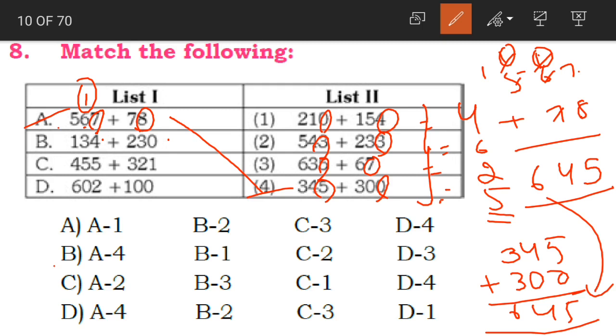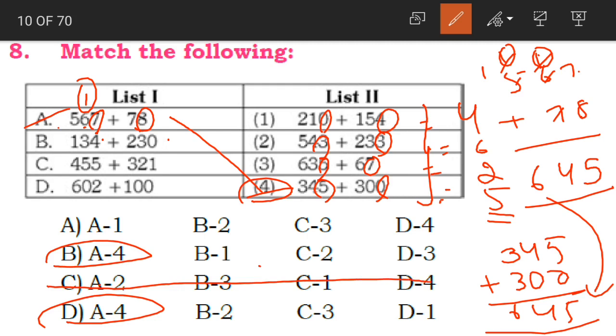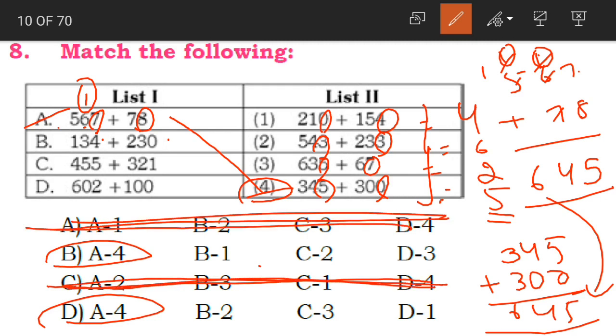So why am I telling you these tricks? In Olympiad exams you need to solve as many questions as possible quickly, because you will be given limited time and many questions will be there. So that is why you need to act smartly and find out the answers. Now if you look at the given options, B and D have option 4 for A. So that means the other two options are wrong automatically. A and C are wrong.